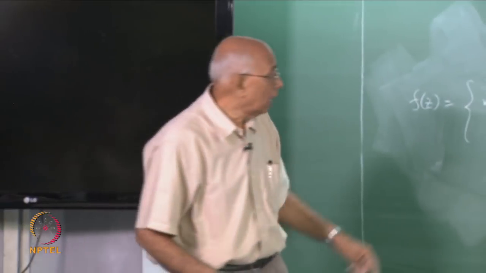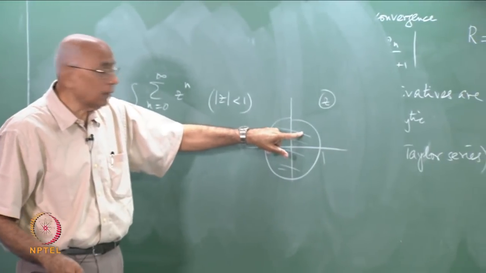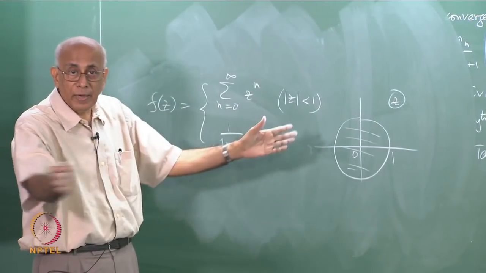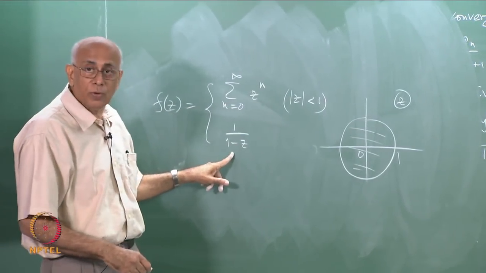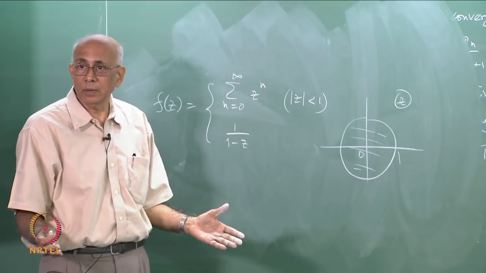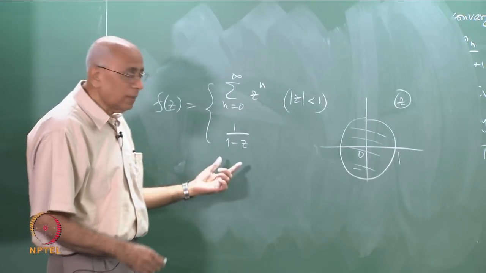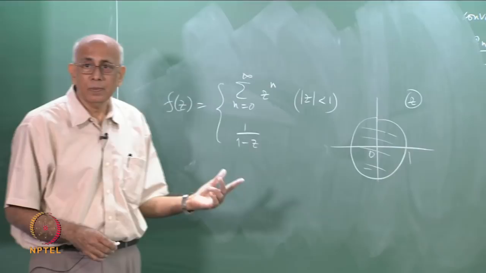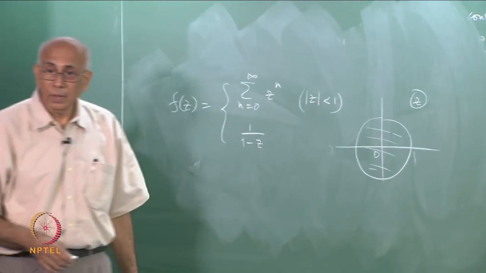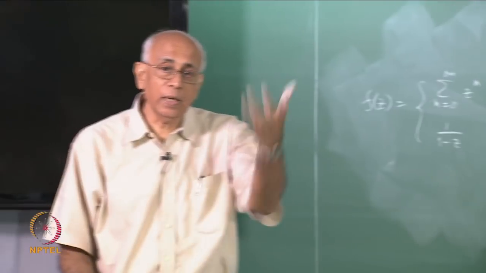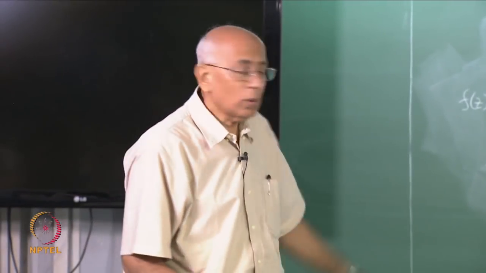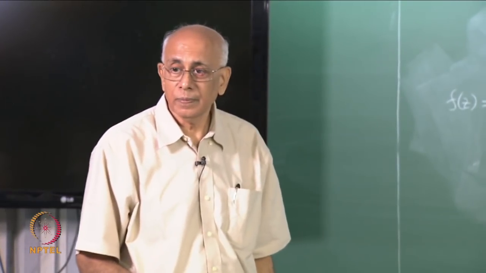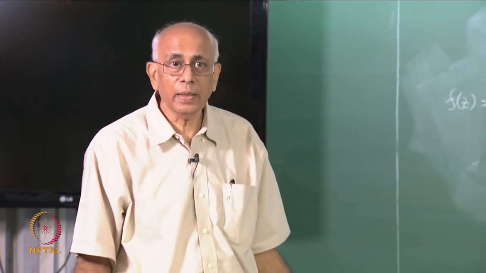What that means is, if you take any point with mod z less than 1 here, and you plug that into this series, find the sum, plug it into this formula, find the sum, these two are guaranteed to match point by point. But does this make sense even for mod z greater than 1? Why not? If I set z equal to 6, for example, do I not get a value which says 1 over 1 minus 6, which is minus 1/5? It makes sense outside, right?